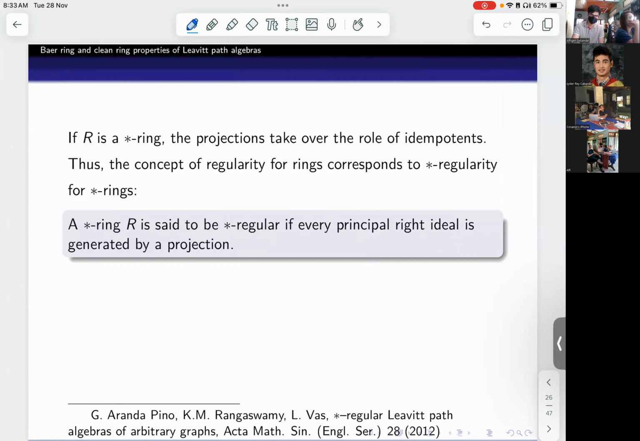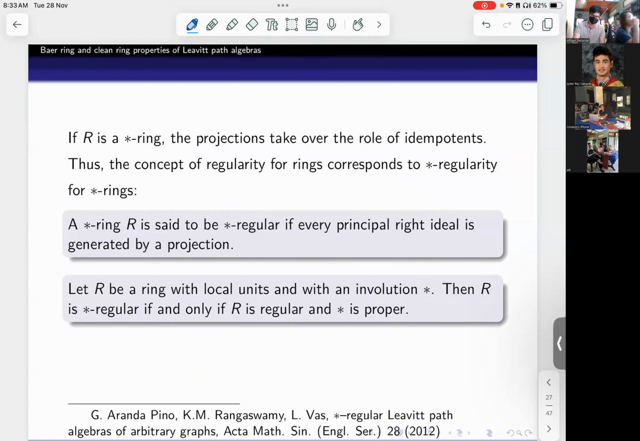So a star ring is star regular if every principal right ideal is generated by a projection. That means R is regular and the involution star is proper. What we mean by a proper involution is that whenever x times x star is 0, that would imply x is 0. Or the other way around, if x star x is 0, then again x is 0. You can choose whichever you want. So the definition is, an involution is said to be proper if x x star is 0 implies x is 0.